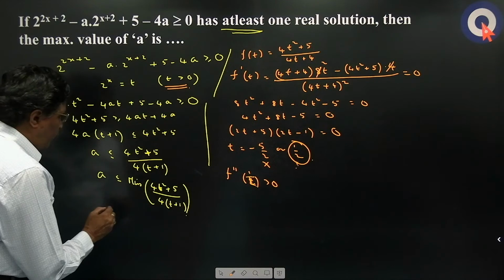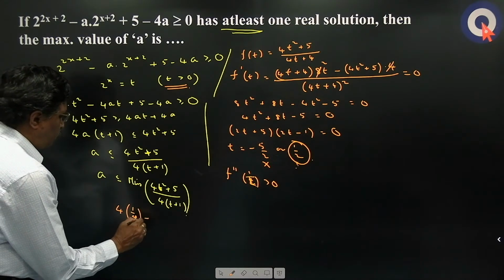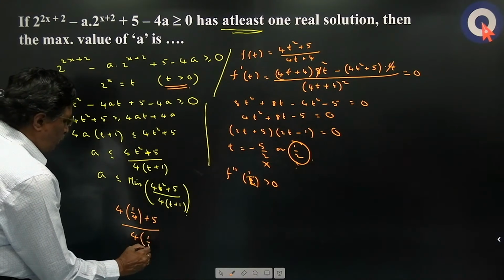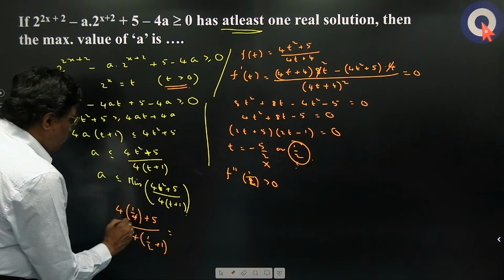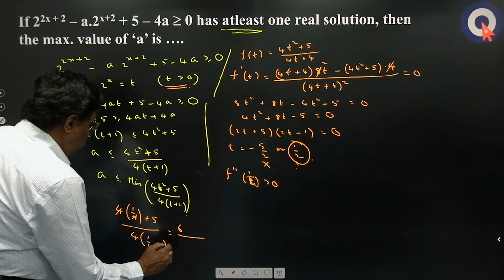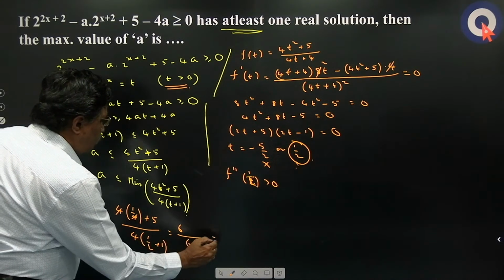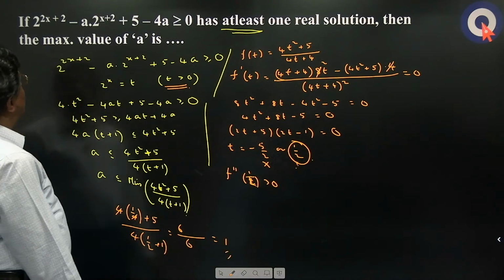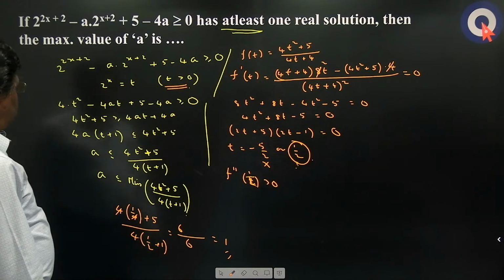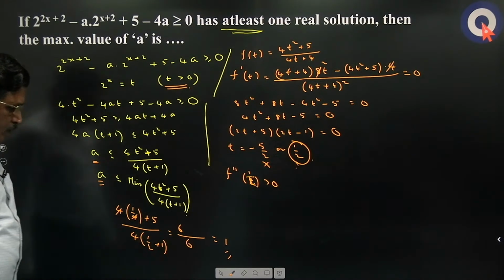That minimum value is 4 into 1/4 plus 5/4 into 1/2 plus 1. So this becomes 6/... 2 plus 4, 6. So what you are getting is 1. So the maximum value of A has to be equal to 1. So this is the required answer.